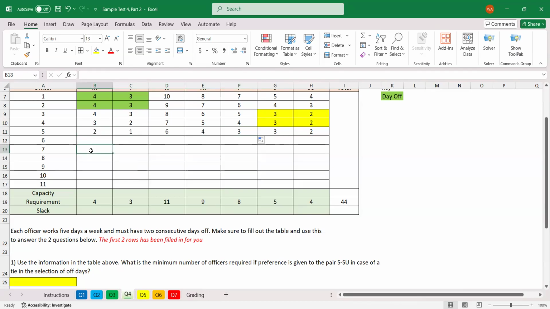Okay, let's repeat the process over again. 2 plus 1 is 3. 3 plus 2 is 5. There's also 2 plus 2, Sunday, Monday, that'll be 4. So the lowest here is 2 and 1. So officer number 5 gets his Monday and Tuesday off. So we still need 2 officers here and 1 officer here. Everything else reduces by 1.